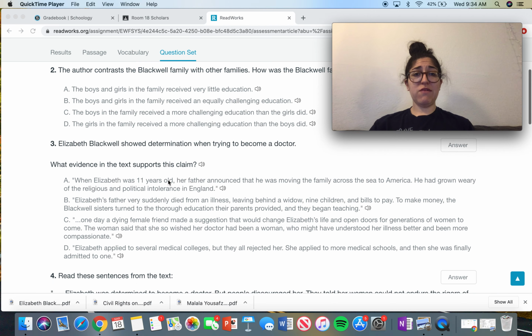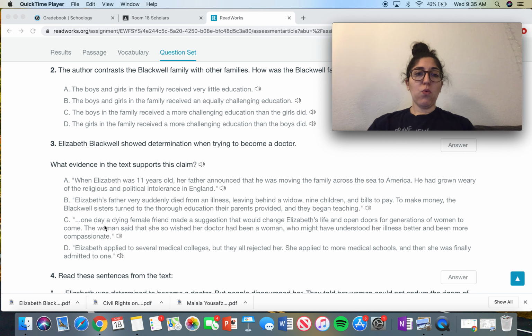When Elizabeth was 11 years old, her father announced he was moving the family across the sea to America. He had grown weary of the religious and political intolerance in England. That has nothing to do with her becoming a doctor. Let's look at B. Elizabeth's father died very suddenly from an illness, leaving behind a widow, 9 children, and bills to pay. To make money, the Blackwell sisters turned to the thorough education their parents provided, and they began teaching. Again, nothing to do with her becoming a doctor.